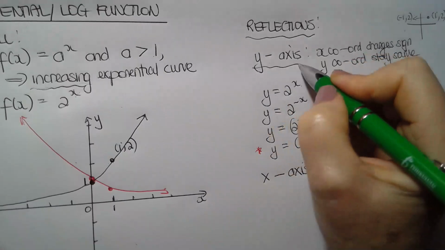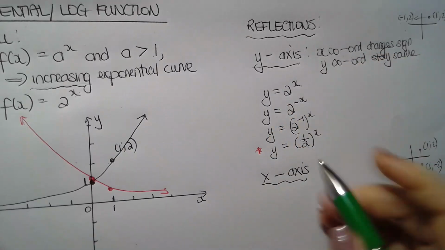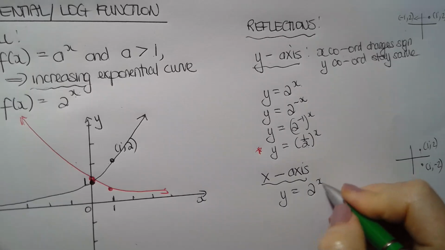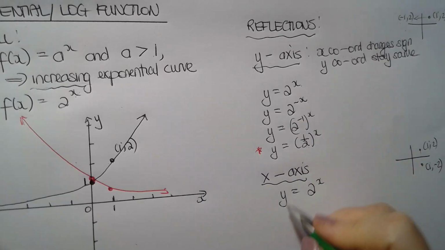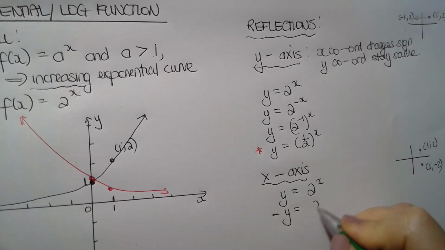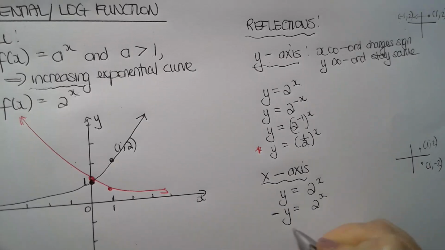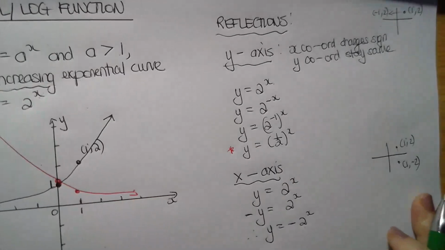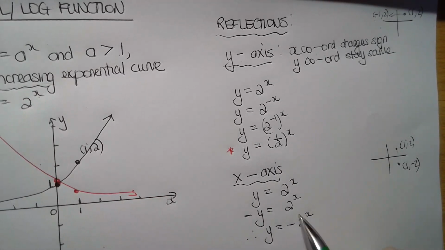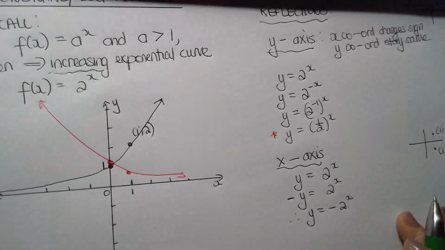So if I were now to reflect y equals 2 to the x around the x-axis, the y becomes negative, the x stays the same, and therefore y equals negative 2 to the x. And you cannot put that in a bracket, okay? It's negative 2 to the x. So only this 2 to the x, the 2 is raised to the power of x. Now, that's what it would look like algebraically.